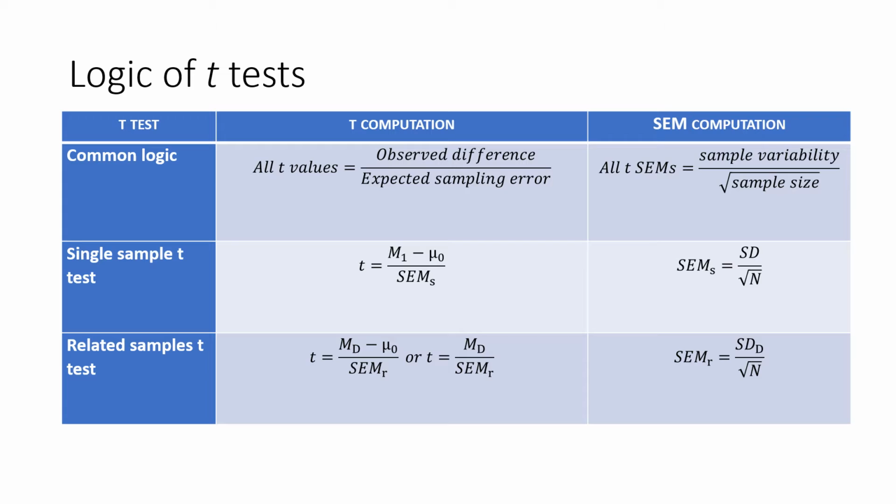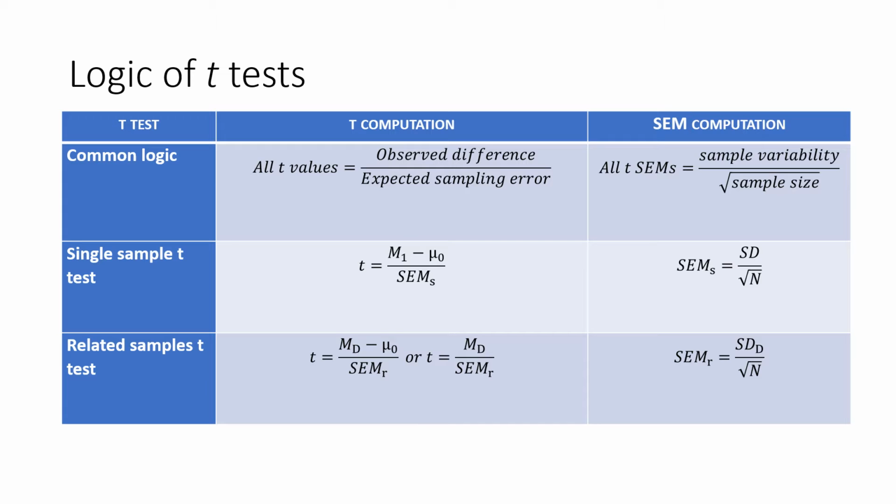Now, the related samples t-test is very similar to the single sample t-test and another t-test that we'll talk about in the next chapter. All t-tests use a similar logic. They have the obtained difference or the observed difference between either 2 sample means, or a sample mean and a population mean, or a sample mean and a value of interest. Just an observed difference between what the data said and what you expect if the null is true. And you divide that by expected sampling error.